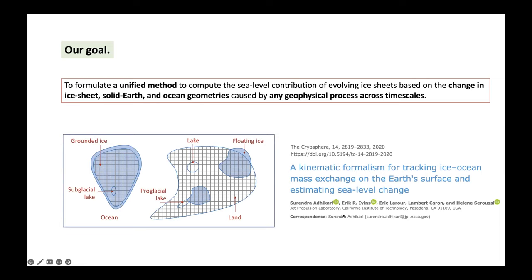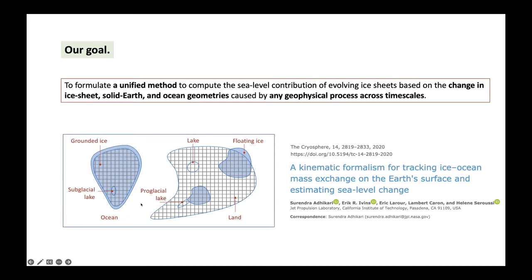And here you can see how we try to represent a real Earth scenario in our simplistic formalism. As you can see, the continent is shown enhanced here, and the bluish shade shows ice sheets, which could have grounded ice and floating ice and a bunch of lakes: proglacial, subglacial, and superglacial. And then white is ocean, by the way.